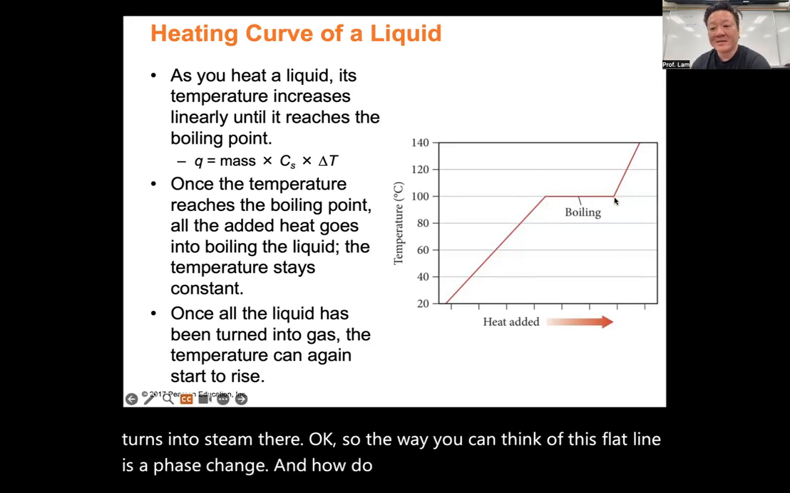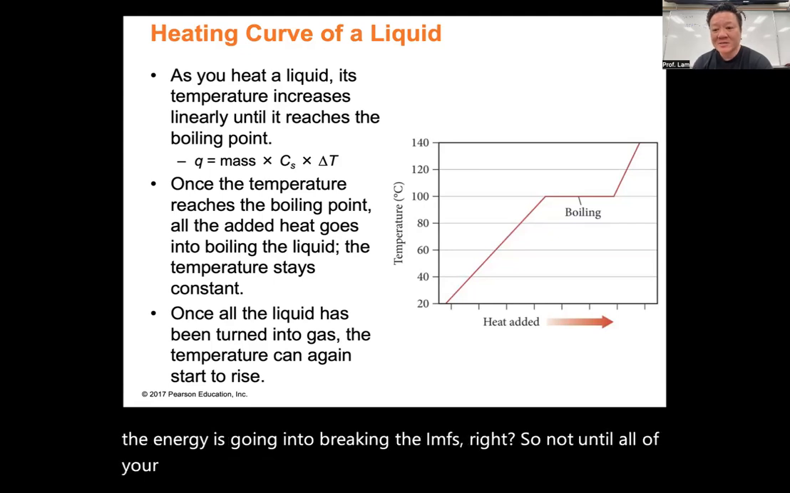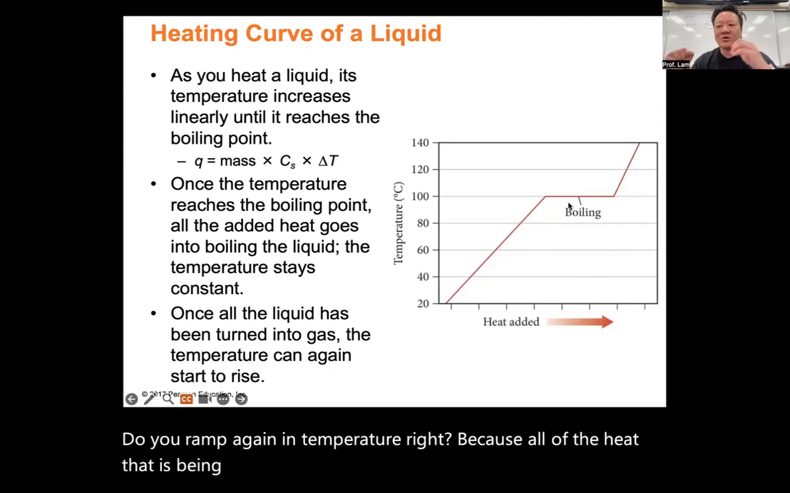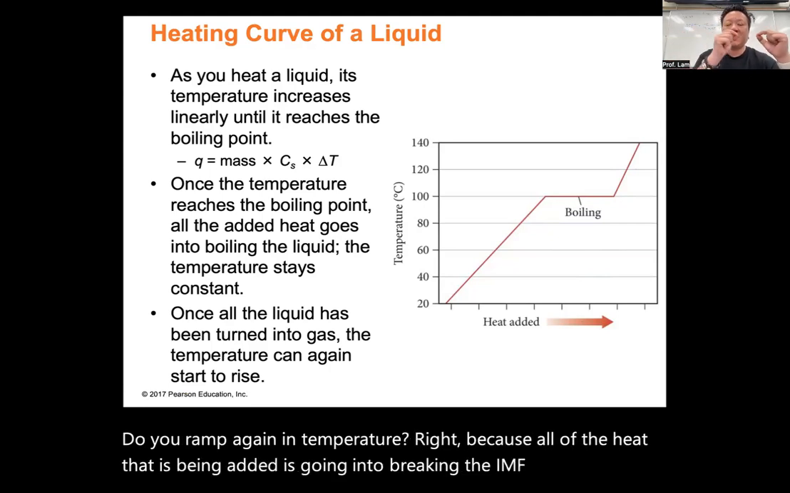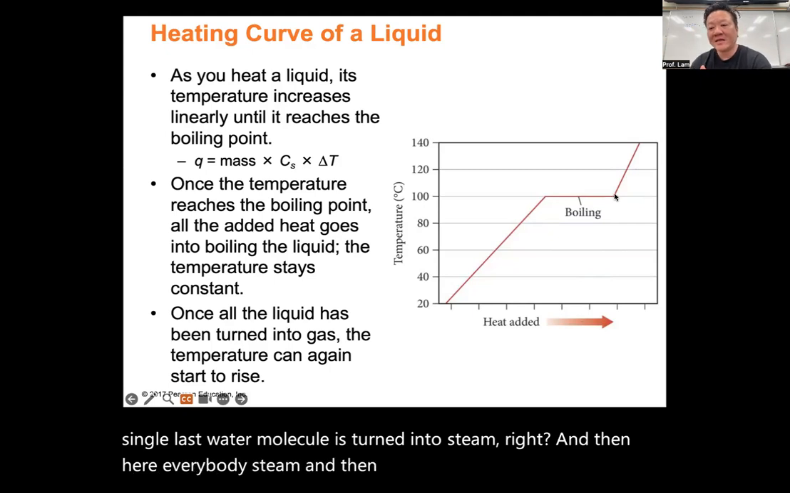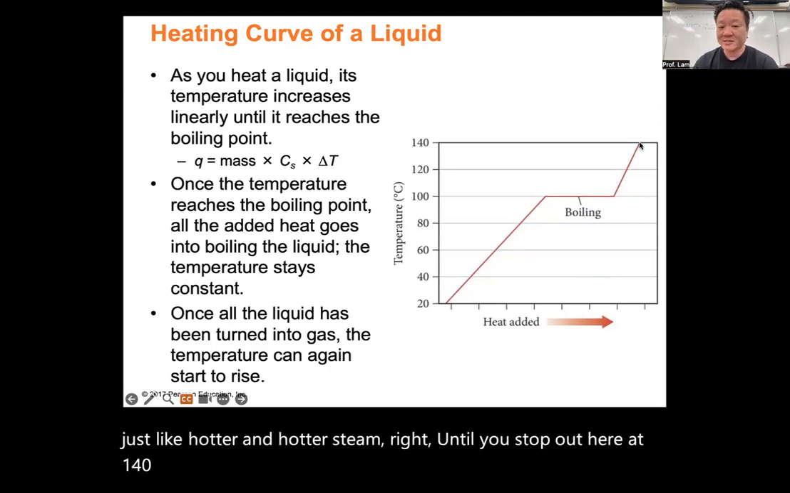And how do you explain that it's flat? Well, all of the energy is going into breaking the IMFs, right? So not until all of your liquid turns into steam do you ramp again in temperature, right? Because all of the heat that is being added is going into breaking the IMFs until every single last water molecule is turned into steam. And then everybody's steam, and then you keep adding heat, and it's just hotter and hotter steam, until you top out here at 140 degrees Celsius steam.